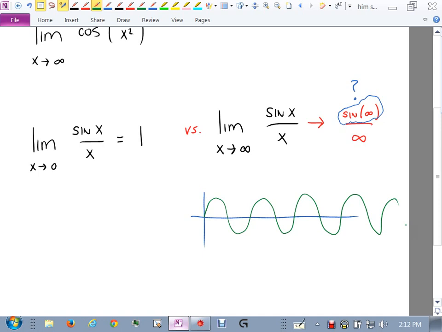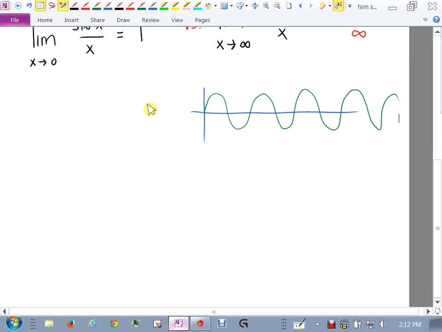So does that mean that we say this limit does not exist? Well, you would think so, but it does. And here's the reason why. Do you agree? See if you can follow the algebra, the logic here.